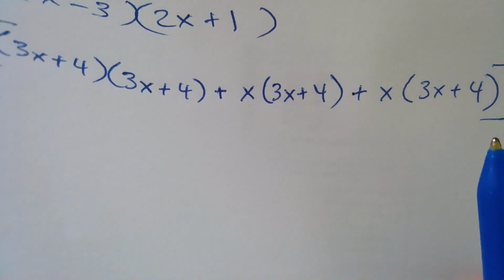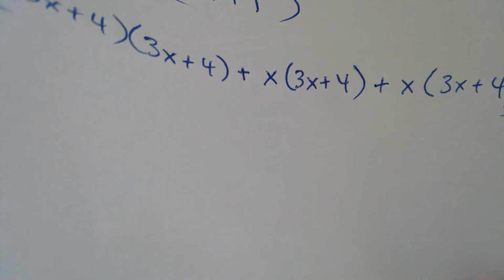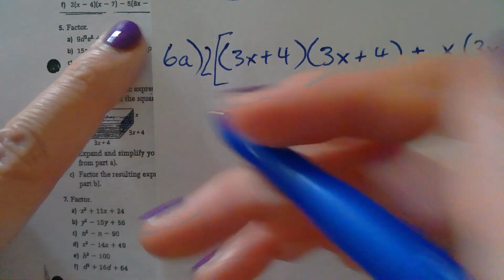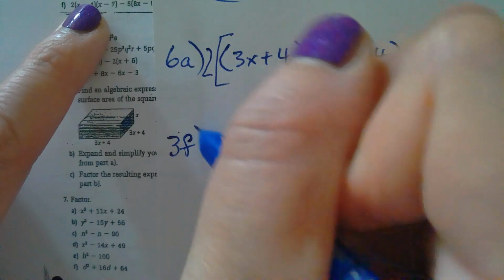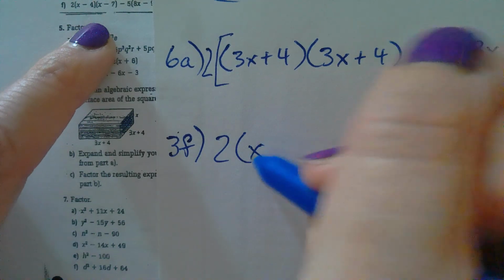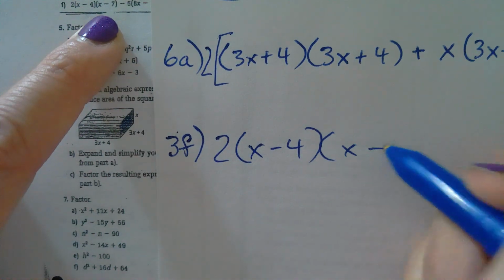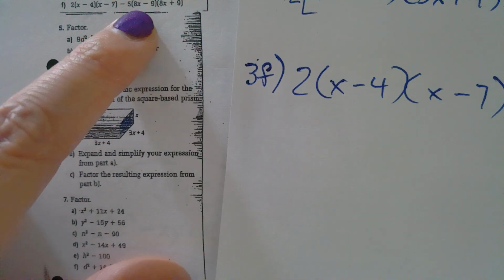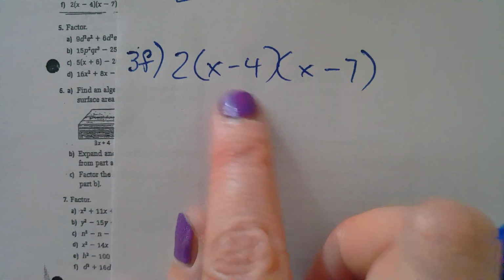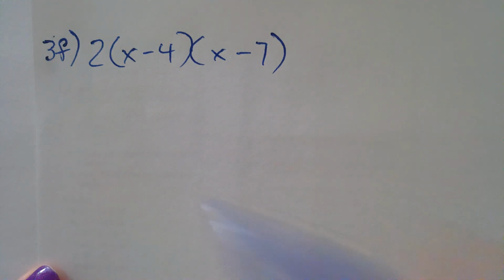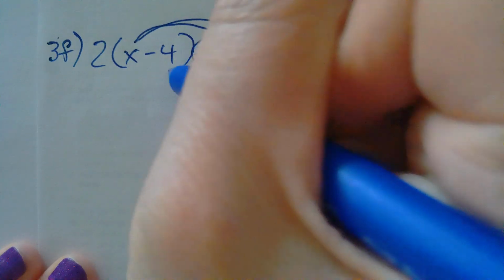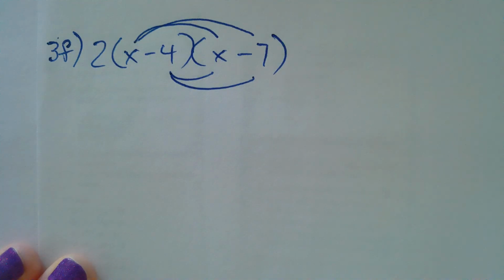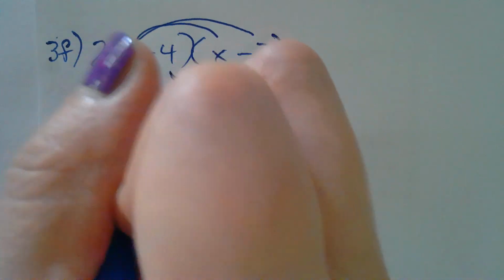Let's see. There was one that you guys were asking. Oh, right. Sorry. Let me go back to 3F. This one was what you guys were asking. 2 times x minus 4 times x minus 7. I'm just doing part of the question. Okay. Some people were asking about this. What I normally do is I would do the FOIL first, and then times everything by 2.